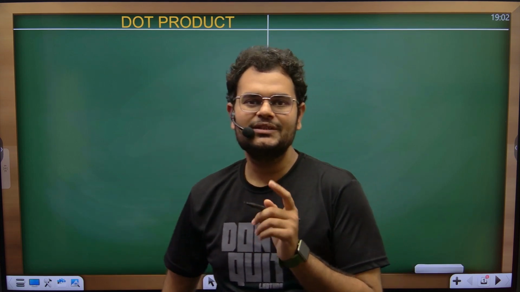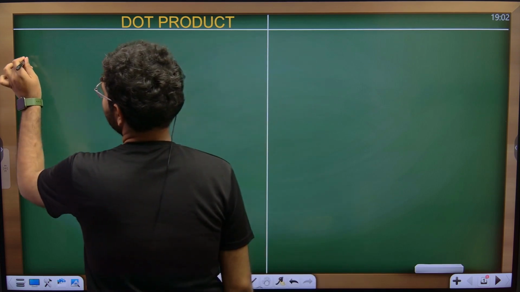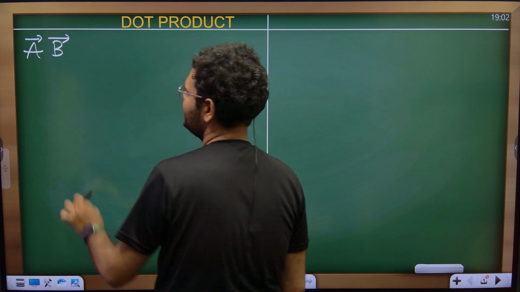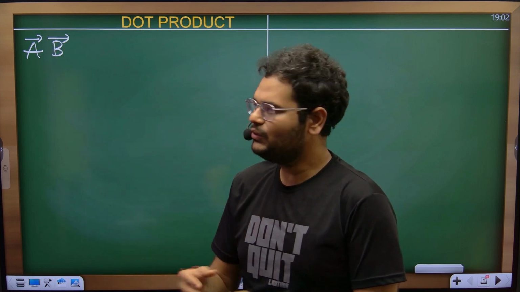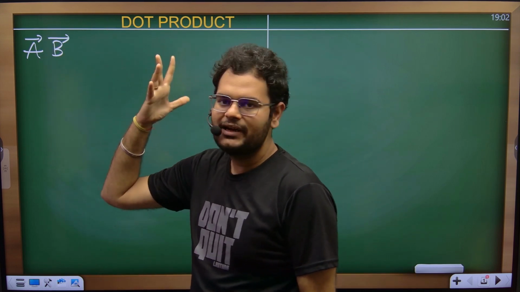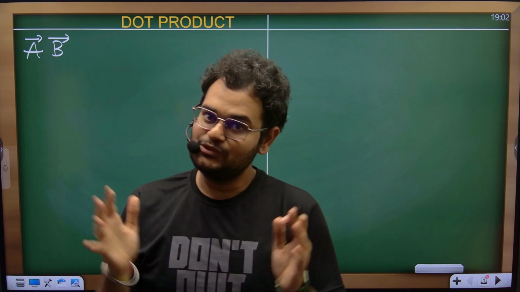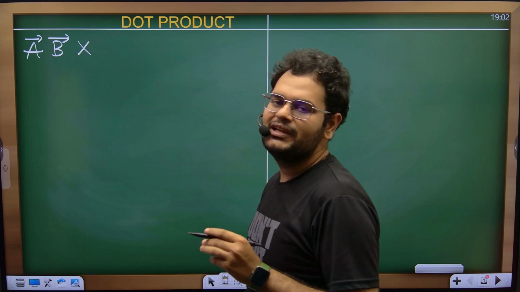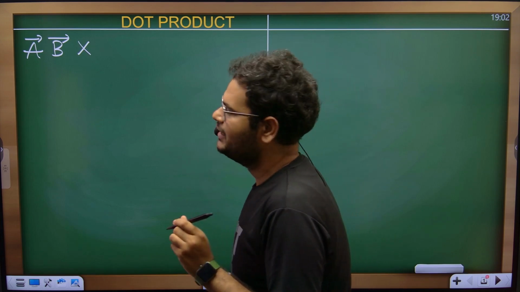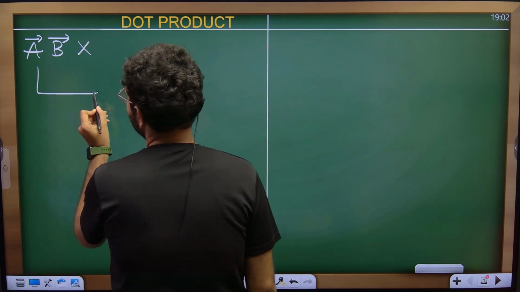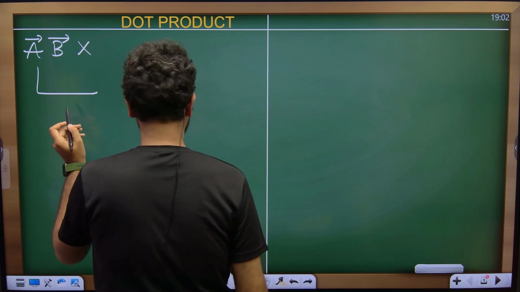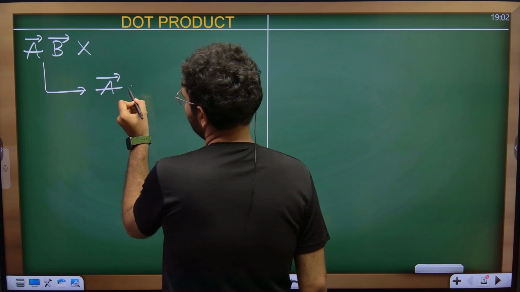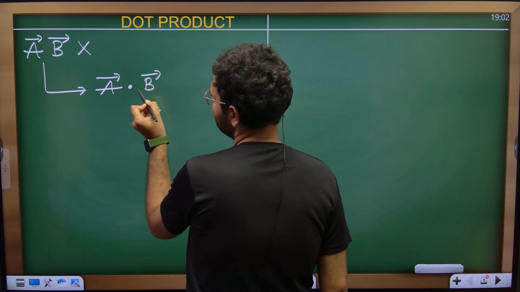First question that comes to my mind is, sir, can I write A vector, B vector? Is it fine to write A vector multiplied by B vector? Absolutely not, sir. Vector multiplication is not allowed. If vector multiplication is not allowed, then what we have in that place is two things. What are those two things? First is what I call dot product. Can you see this dot?